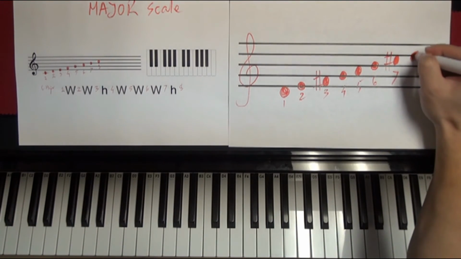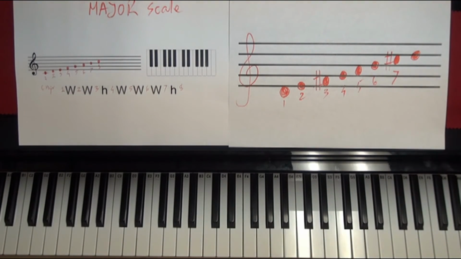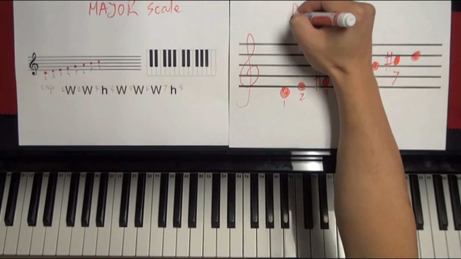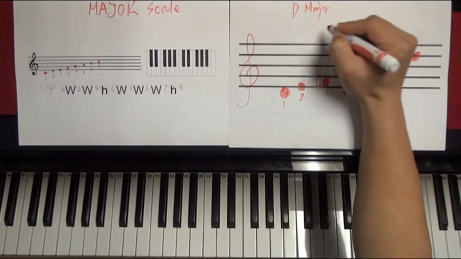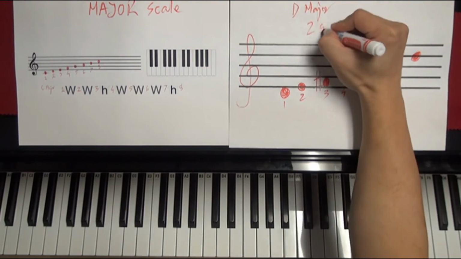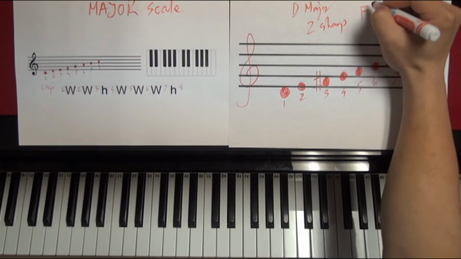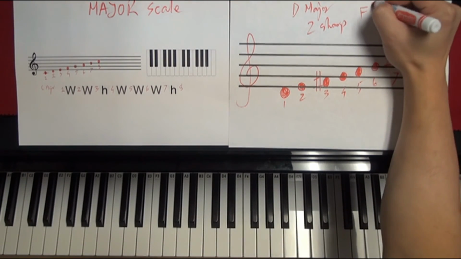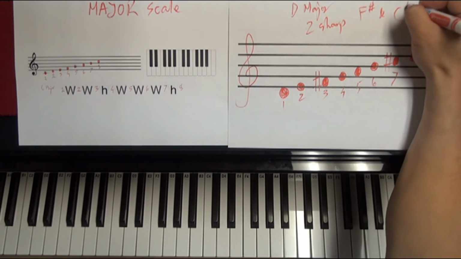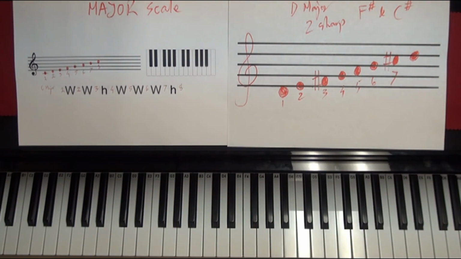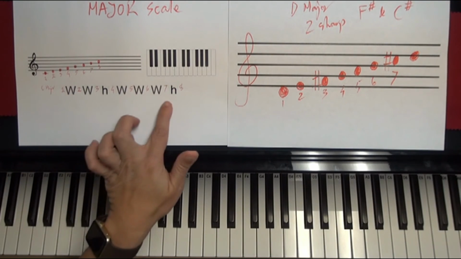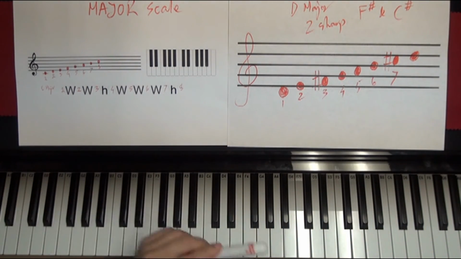Now, for those of you who have learned the scale from me, you know why D major has 2 sharps. Okay? And that's the F sharp and C sharp. The reason is like that because of this formula right here. Okay? Because of this formula, it produces a brighter sound, a happier, open sound. All right? So this is for the major scale.